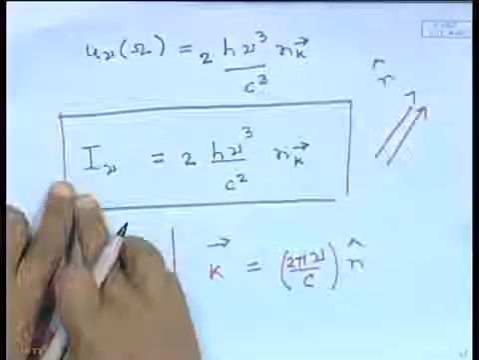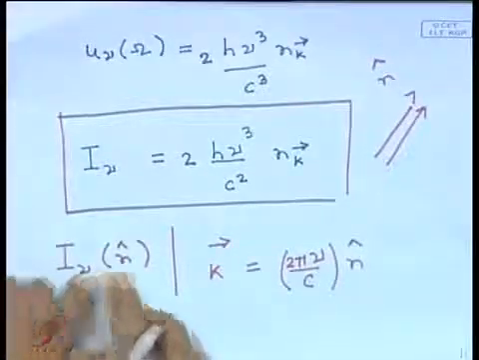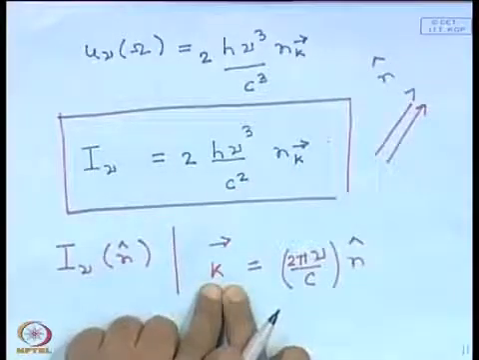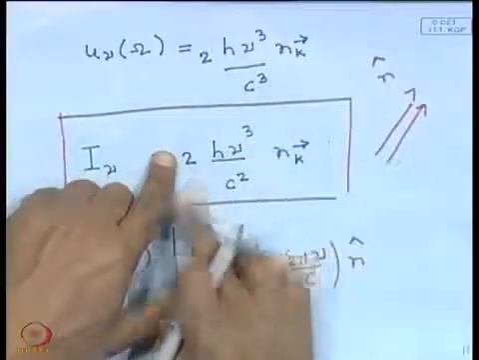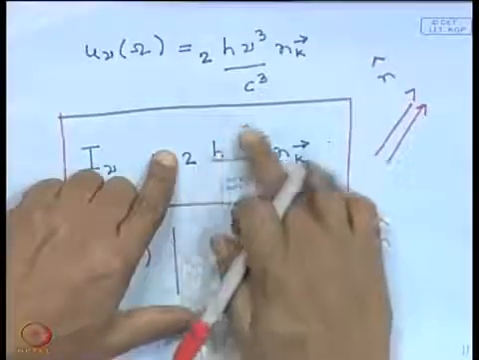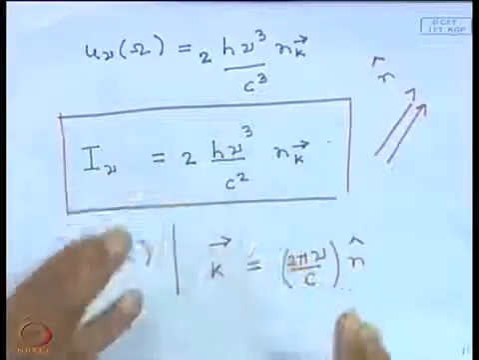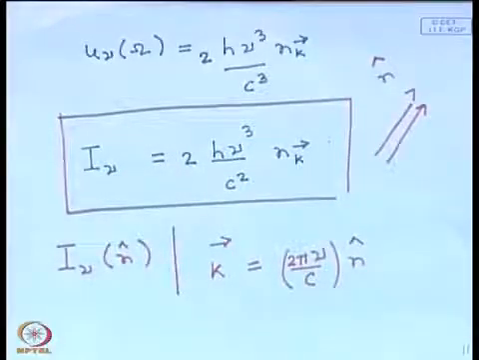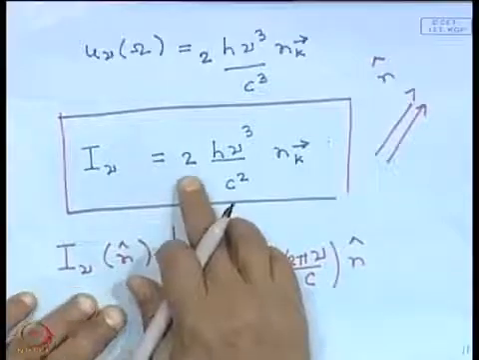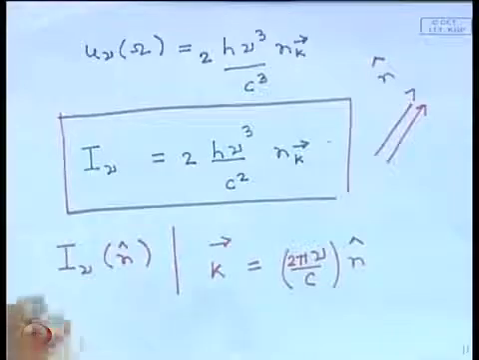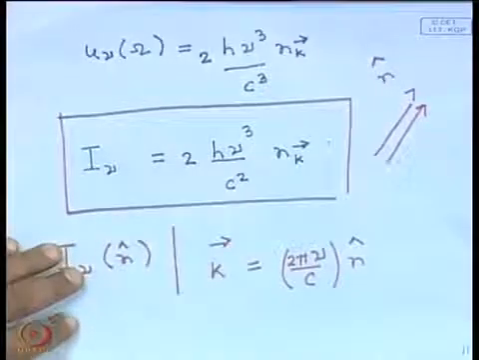So, we have a relation relating the specific intensity in this direction to the occupation number of a mode k with these factors outside. One of them comes from the energy of the photons and the others come from just counting considerations. h nu comes from the energy of the photon, and the factor 2 comes here because light has two polarizations and we are assuming that the light is unpolarized. So, both are equally present.